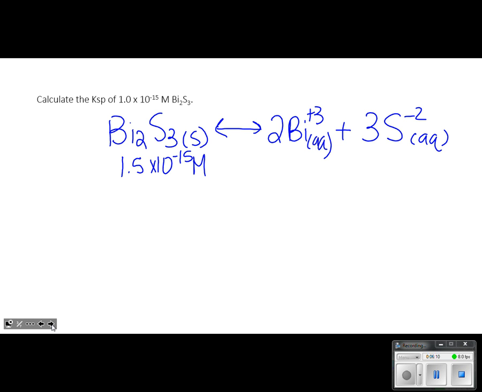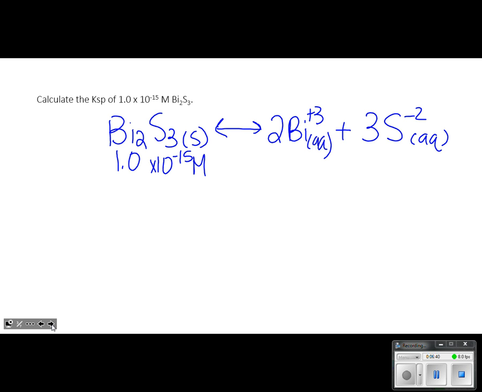Now, just like before, when we were working with our strong acids and they dissociated like this, we could establish the molarity of the hydrogen ions from the molarity of the strong acid. We're going to be able to establish the molarity of our cation and our anion from the molarity of our solid. I just noticed I have a mistake here I need to fix. We use the mole ratios.